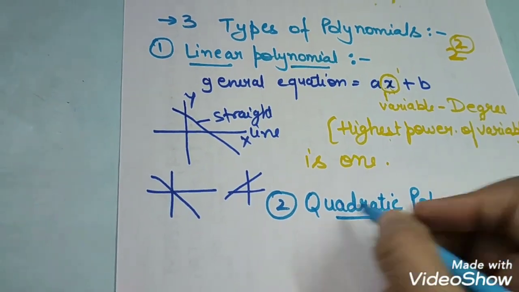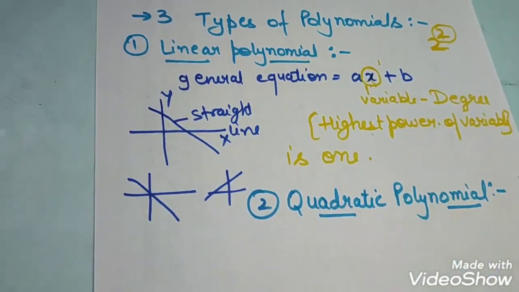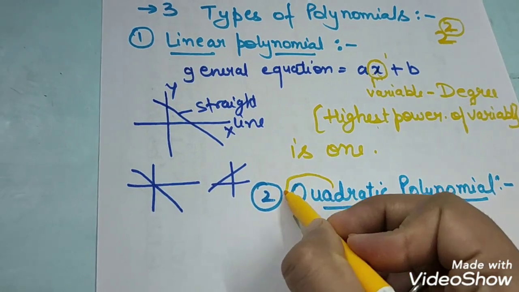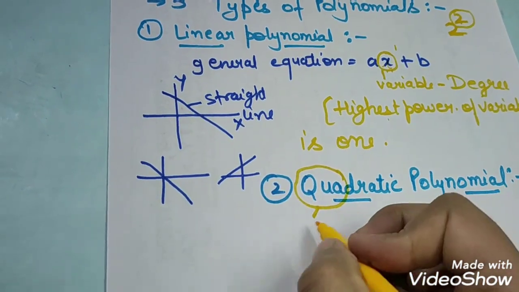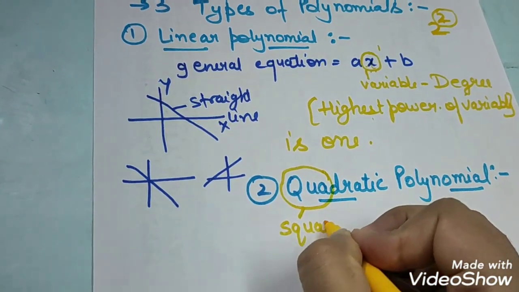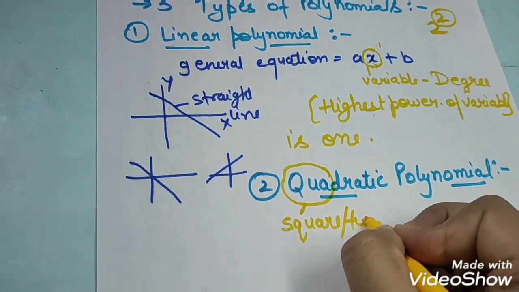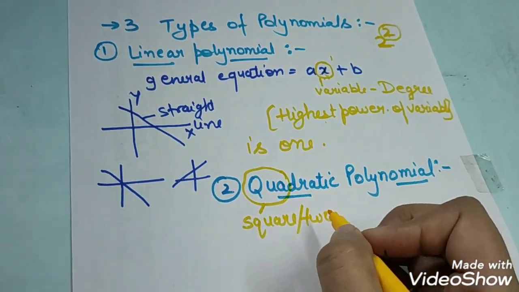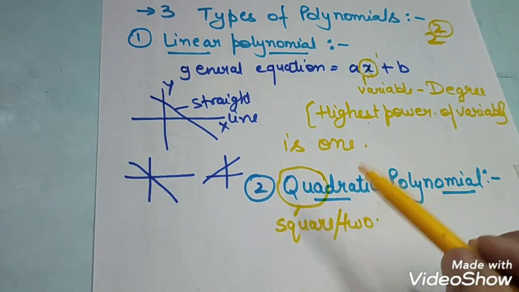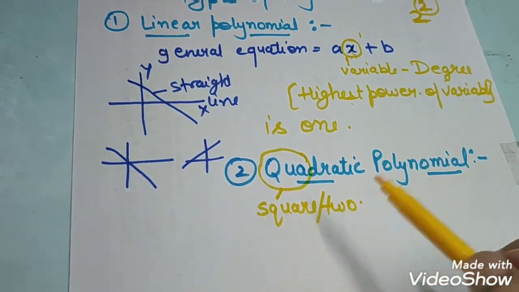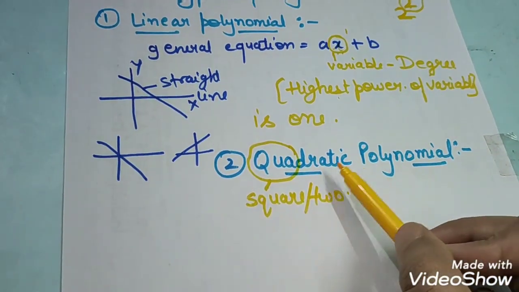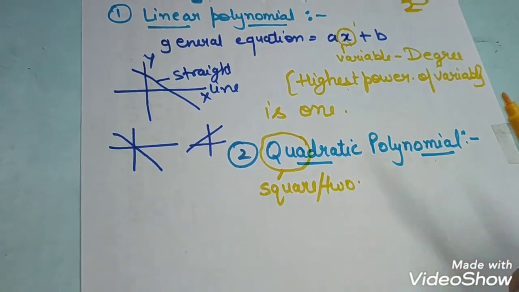So look, what does quad mean? Quad means square, and you know square means 2. That is, if the highest degree of the variable is 2, then it is called a quadratic polynomial.